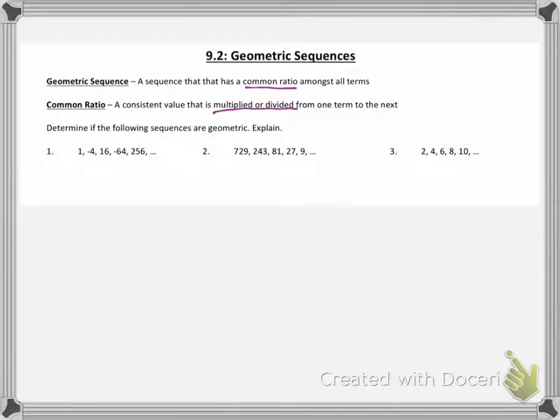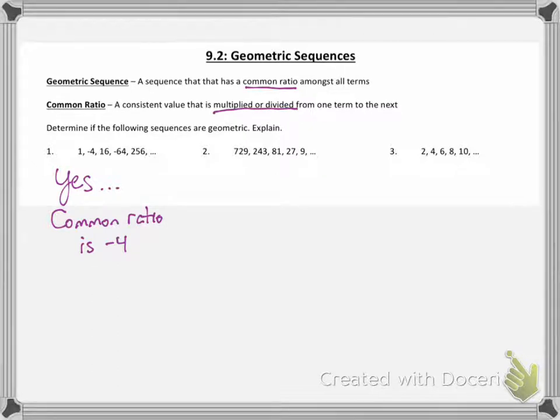So, 3 sequences here. Let's determine if they are geometric. So, what we're looking for is the same thing being multiplied or divided the whole way through. So if I look at number 1, this sequence is indeed geometric. The reason being, if I go from one number to the next, I am multiplying everything by -4. So the common ratio amongst all these terms is -4. Everything gets multiplied by -4. That gets me from one term to the next.